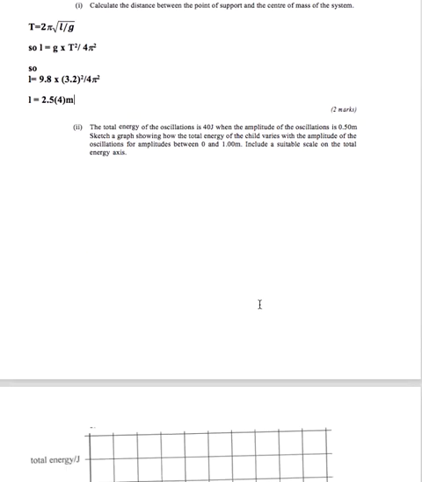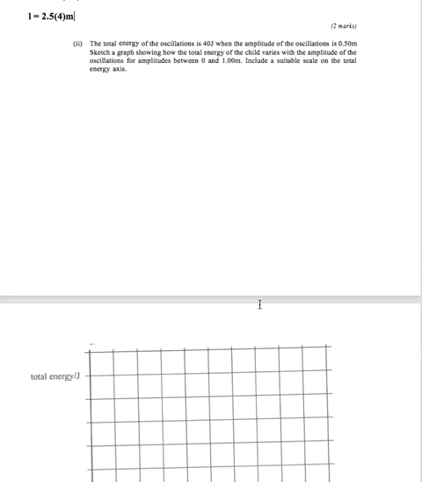So, the total energy of oscillation is 40 joules when the amplitude of the oscillations is 0.50 meters. Sketch a graph showing how the total energy of the child varies with the amplitude of the oscillations for amplitudes between 0 and 1 meter. Include a suitable scale on the total energy axis.